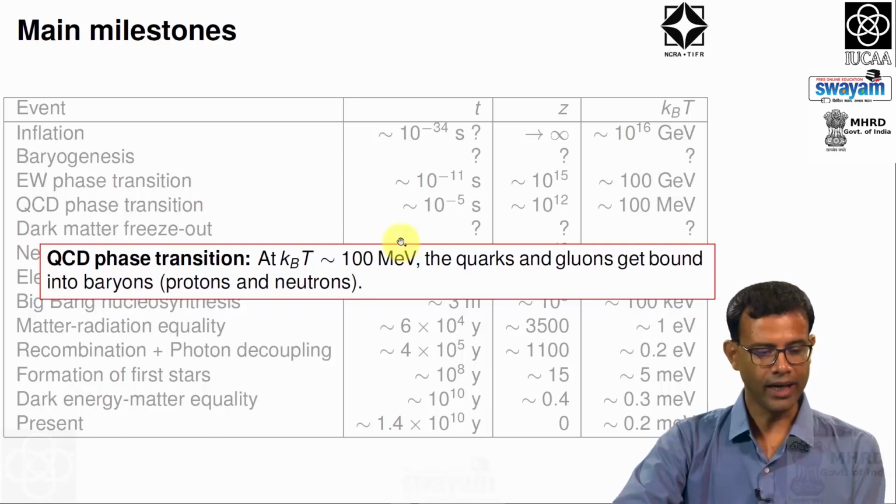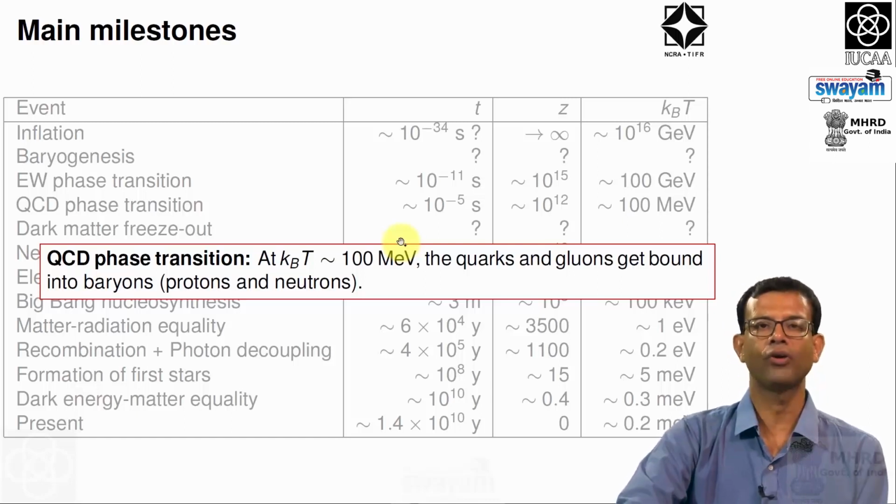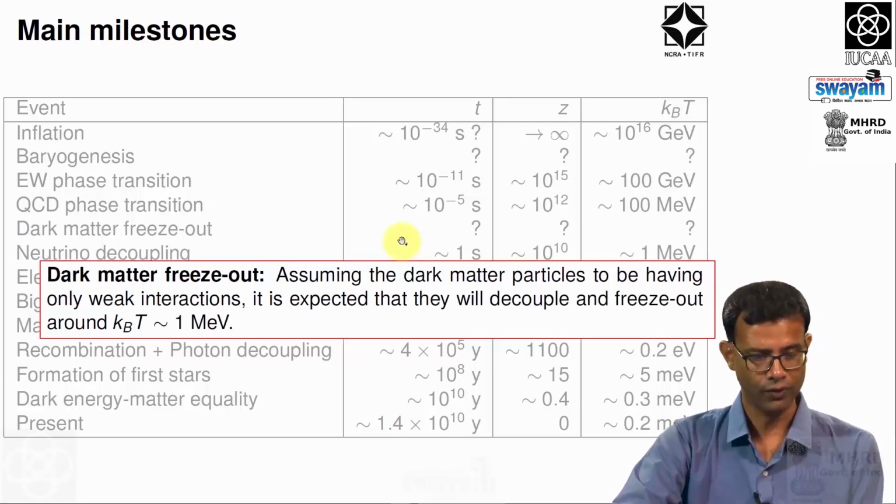Then we will have something like the quantum chromodynamics phase transition, or the QCD phase transition. This would happen somewhere around 100 MeV. This is the time the quarks and gluons will get bound and will form protons and neutrons, which will eventually form matter which we are made of.